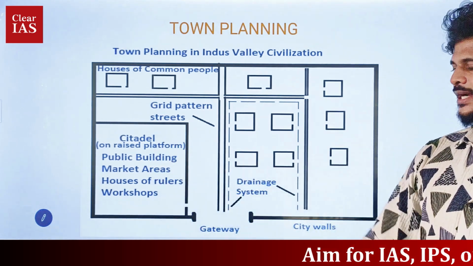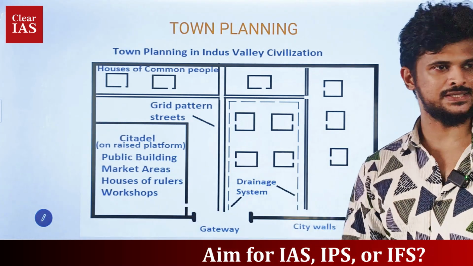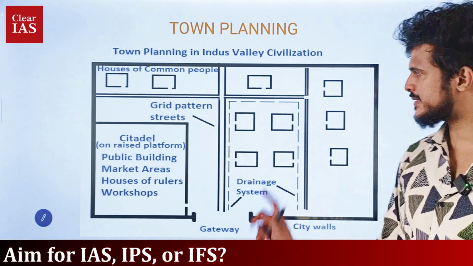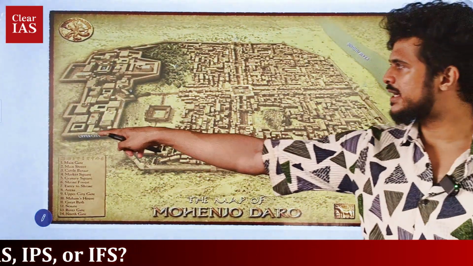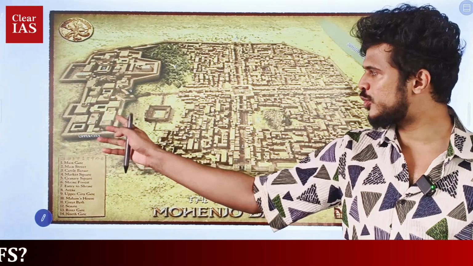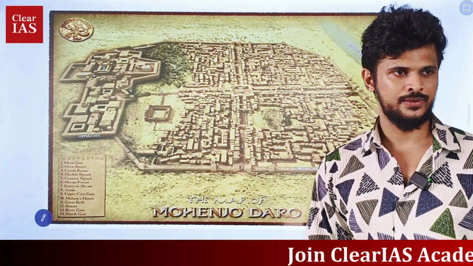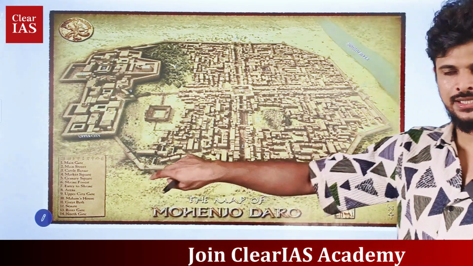For example, all the public buildings were located inside the citadel. The citadel is an uplifted platform. See, here the citadel is there. The citadel is this uplifted platform. So all the public buildings or public utilities were located inside this citadel, so that the public can access them in the common area.